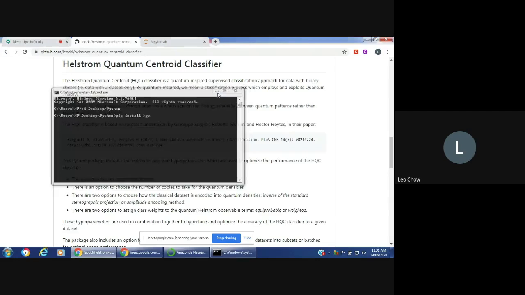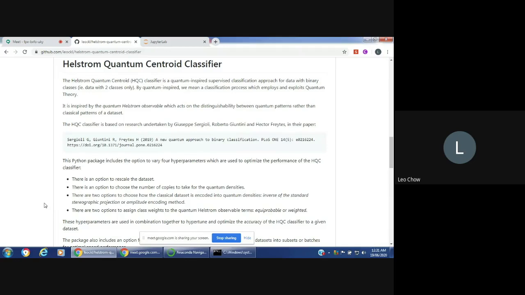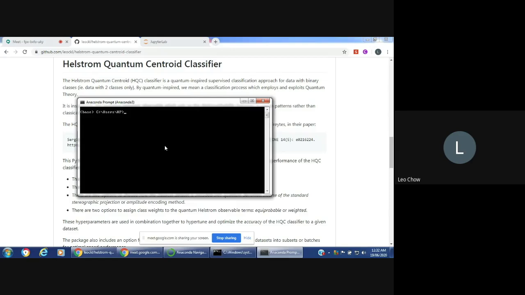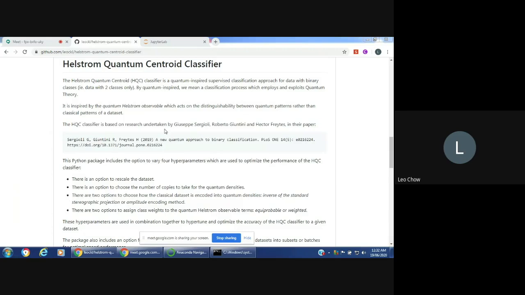But if you're using Anaconda, all you have to do is open up Anaconda Prompt. Pip is already installed in Anaconda, so you don't have to install pip or change the folder where pip is installed. All you have to do is just pip install HQC. Simple as that. I'm pretty sure this is quite standard with every other package. I'm just running this through for those people who are not really familiar with Python.